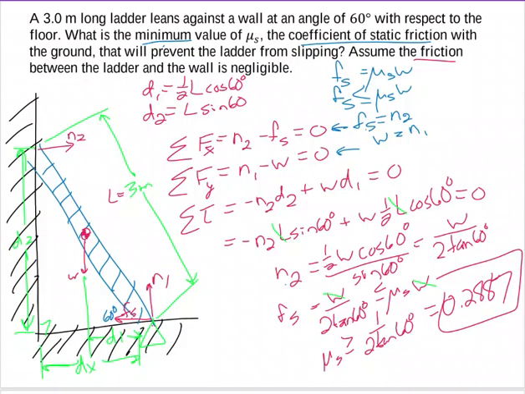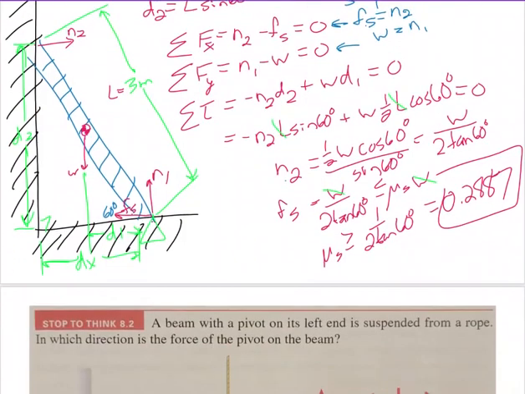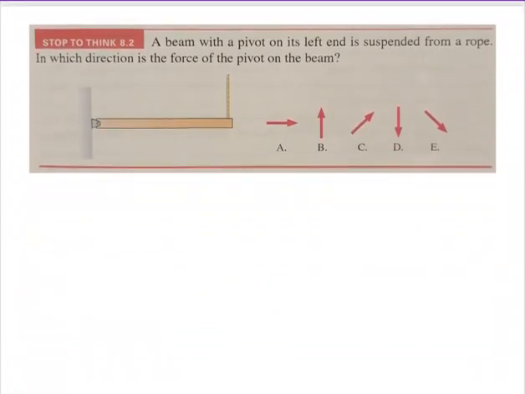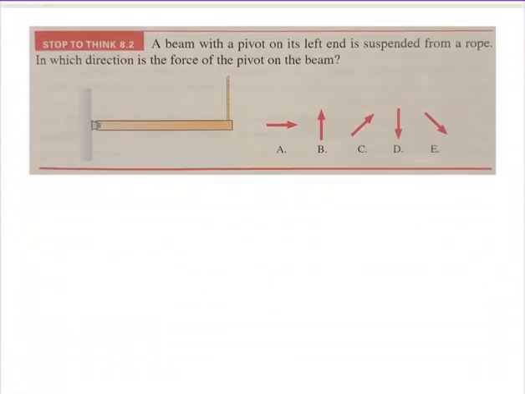We have to use all of these, F in the x direction, F in the y direction, and the torque, all working together to help us get rid of things that we didn't know to get the thing that we did know. All right, the beam with a pivot on its left end is supported from a rope on the right end. In which direction is the force of the pivot on the beam?